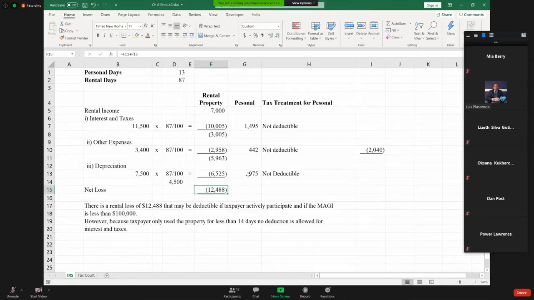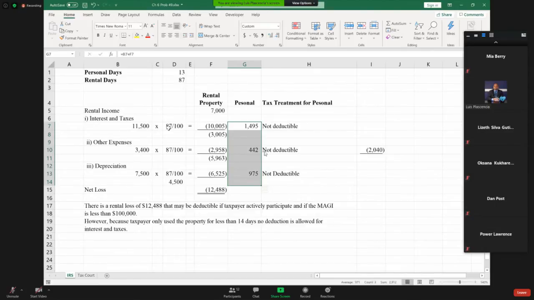However, because the taxpayer only used the property for less than 14 days, in other words, they did not use it enough for it to be personal. In order for it to be personal, it would have to be 14 days or more. Then the itemized deduction kicks in for the $1,495.